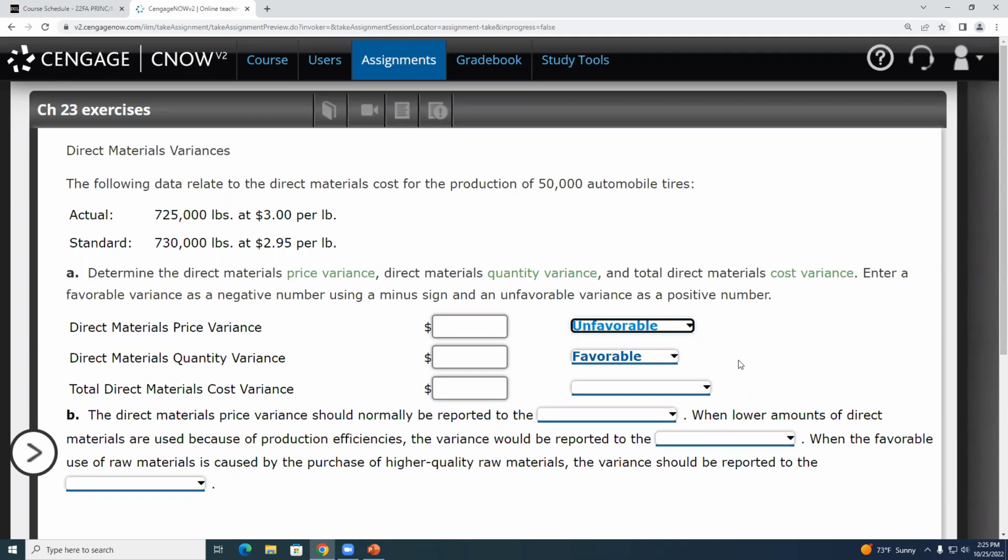For us in this classroom, we can't know with just the information we're given here exactly why we used less material than we had planned. But if we work for this company and we're doing this variance analysis, that's the question we're going to ask. When we discover this variance, we're going to go to the production people and say, hey, the standard says you should have used 730,000 pounds. You only used 725. Do you know why? What happened there? And maybe they know, maybe they have some insight into it.